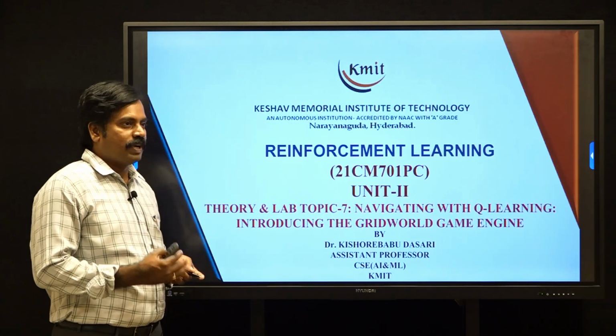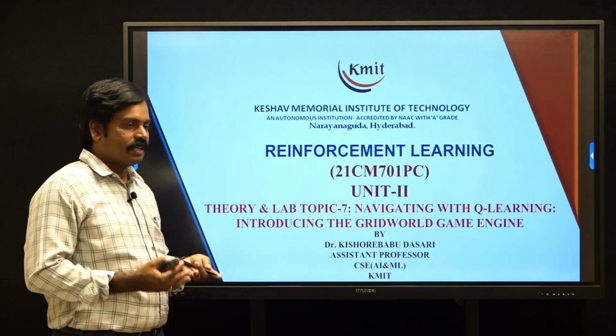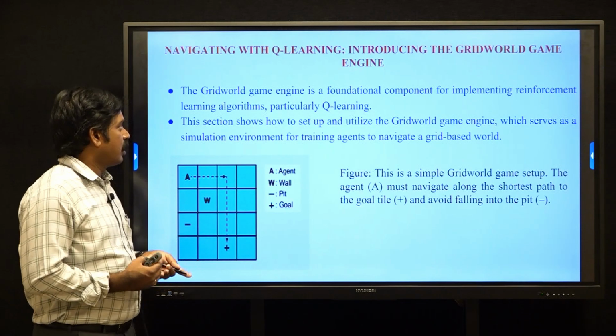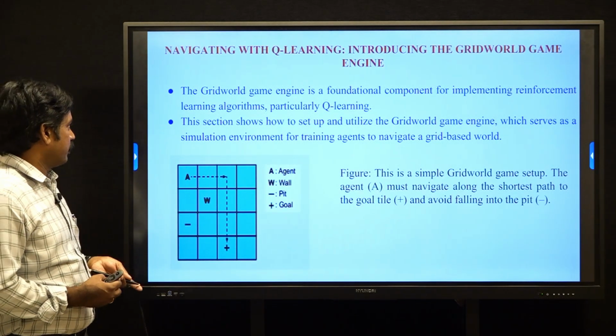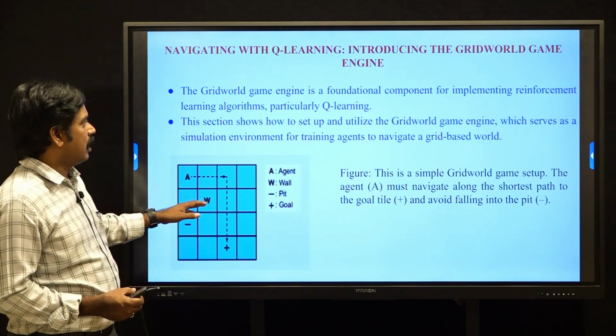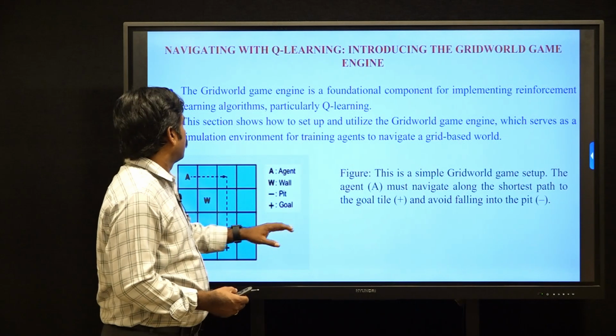Now, to implement the network for the Q function, we are using the Gridworld game. In this session, we look at how to use the Gridworld game engine in Q learning. The Gridworld game has 4x4 grids. It has 4 objects: agent, wall, pit, and goal.